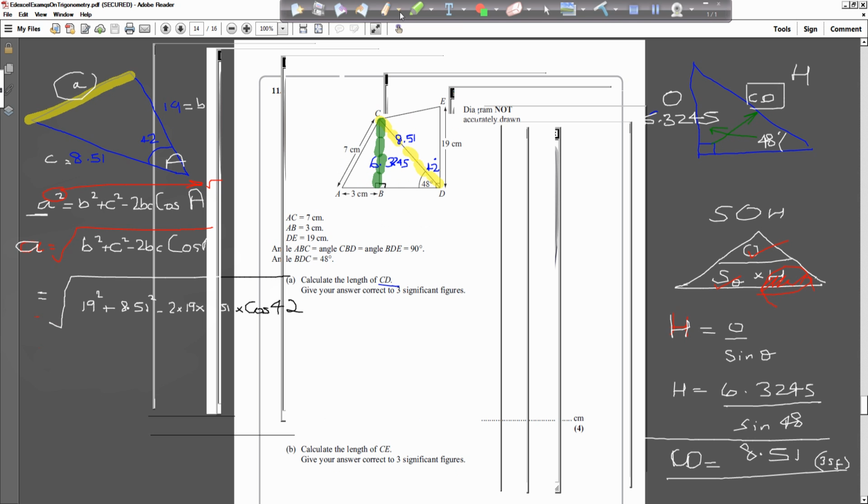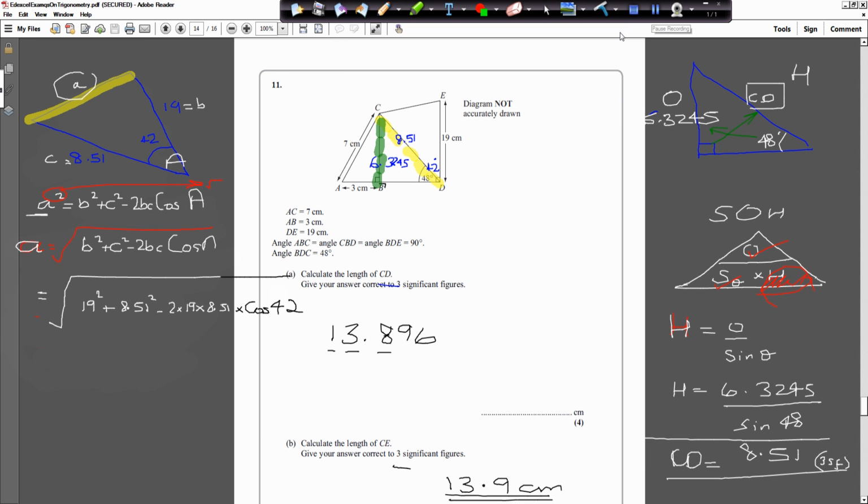Right, so we get an answer now of 13.896. It said give it correct to 3 significant figures. So 1, 2, 3, stop, look at the next number, 5 or more, add 1. So the final answer for this one would be 13.9 centimeters. Okay, that one's done.